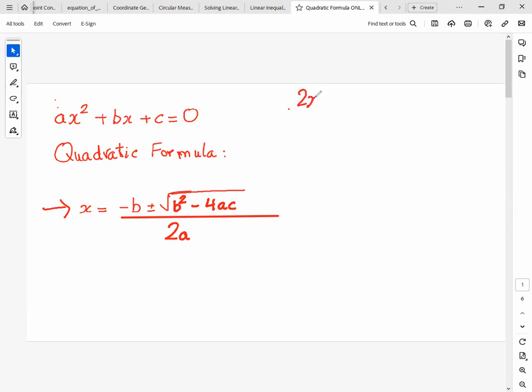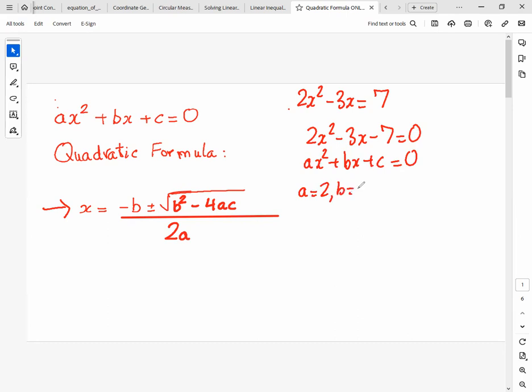So for example, if the equation is 2x² − 3x = 7, this is not in that form. So first you will need to write it as 2x² − 3x − 7 = 0. Now write ax² + bx + c = 0 beneath this. Now identify a, b and c. So a is 2, b is −3 and c is −7.